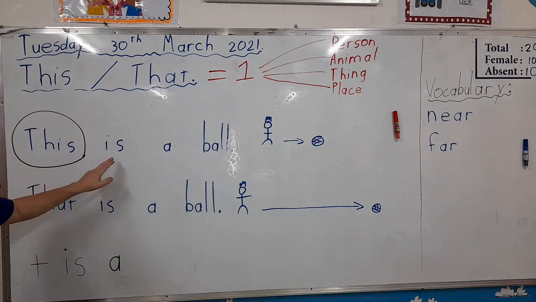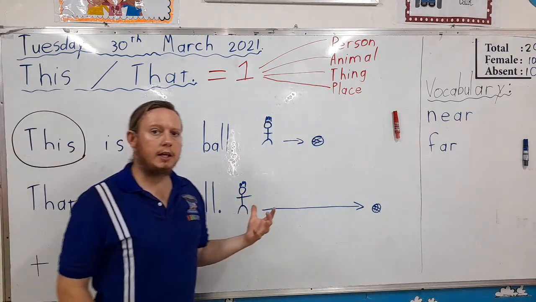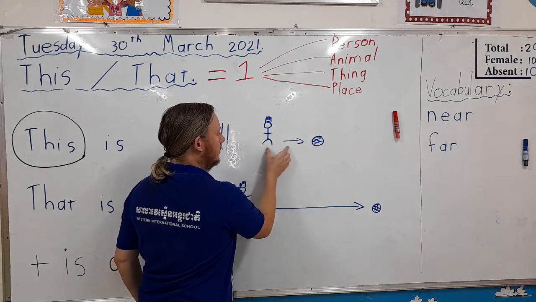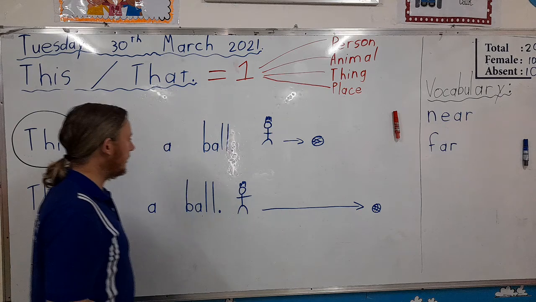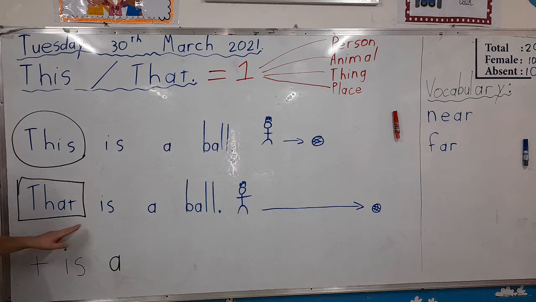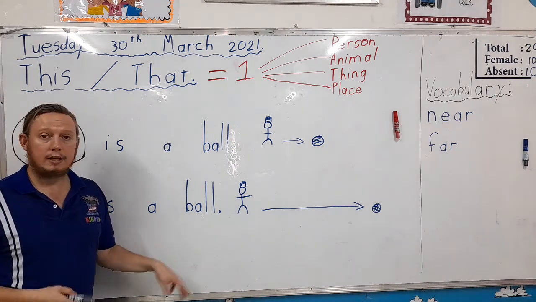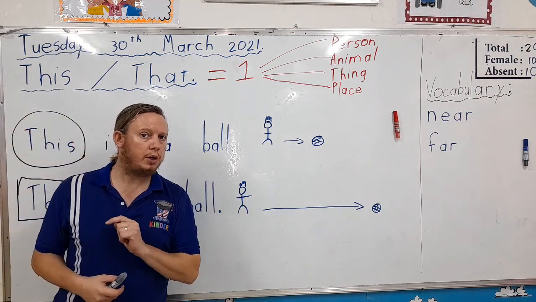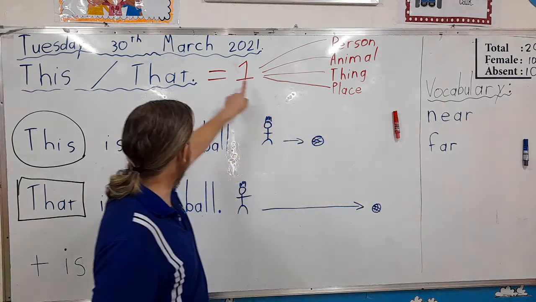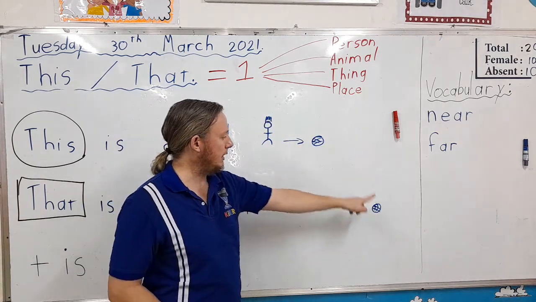So, this is a ball. And if we look at it in a picture form, we'll see usually the ball is very close to the boy. Okay, let's look at the next one. That is a ball. The same sentence, but one word is changed. We already know it's only one ball because that's my rule. This ball, that ball.